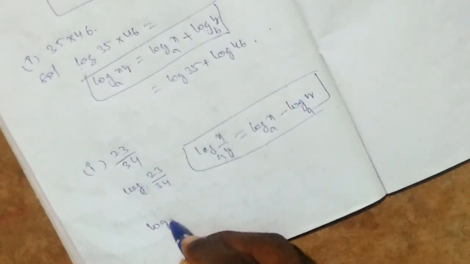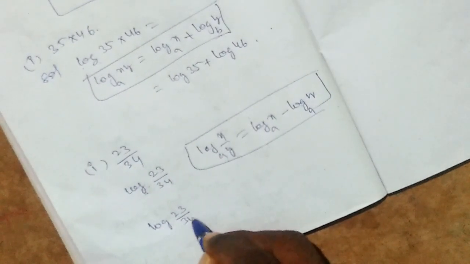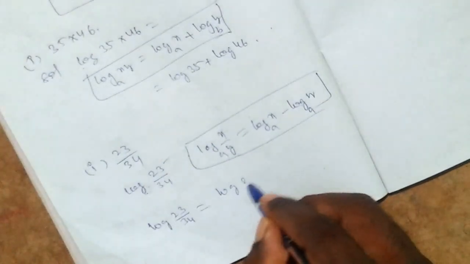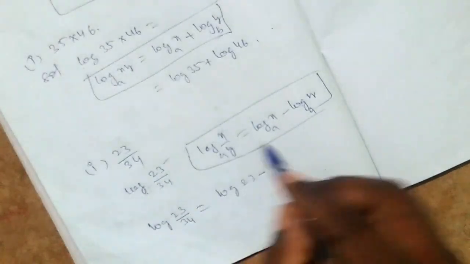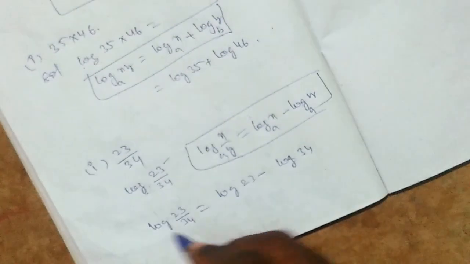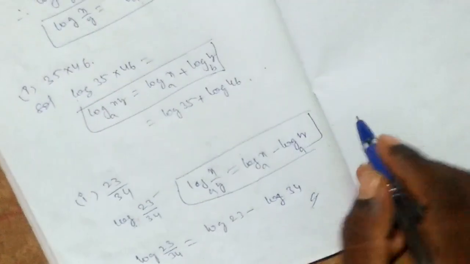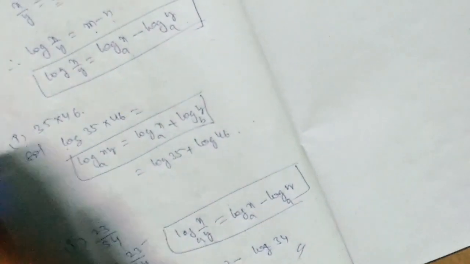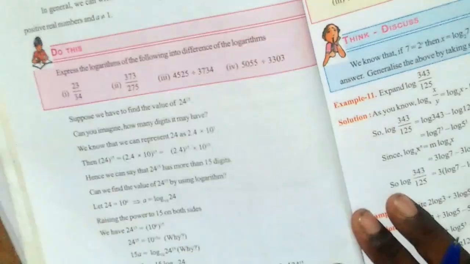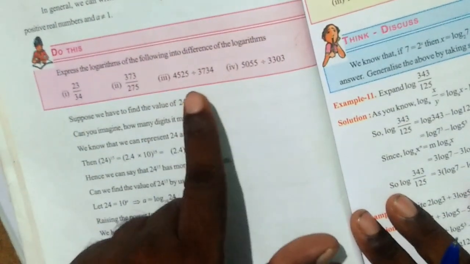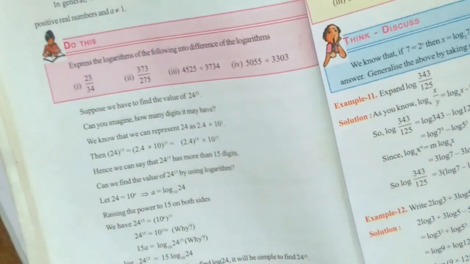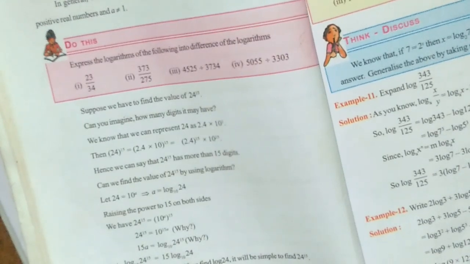So log of 23 by 34 is equal to log x, where x means the numerator 23, minus log y, where y means 34. This is the answer for the first question. You can solve the remaining three problems in the same way. Divided by means just by, so you have to write the by. Okay.